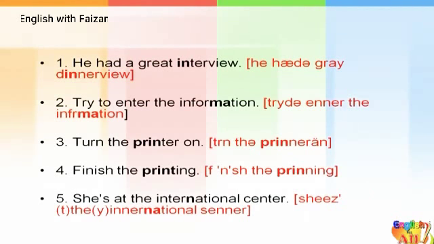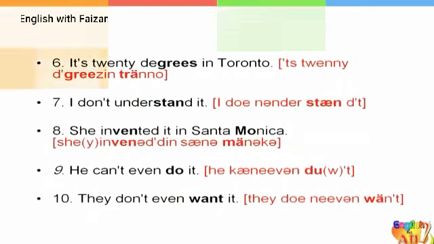Read the following sentences out loud. Make sure that the underlined T's are silent. 1. He had a great interview. 2. Try to enter the information. 3. Turn the printer on. 4. Finish the printing. 5. She's at the International Center. 6. It's 20 degrees in Toronto. 7. I don't understand it. 8. She invented it in Santa Monica.